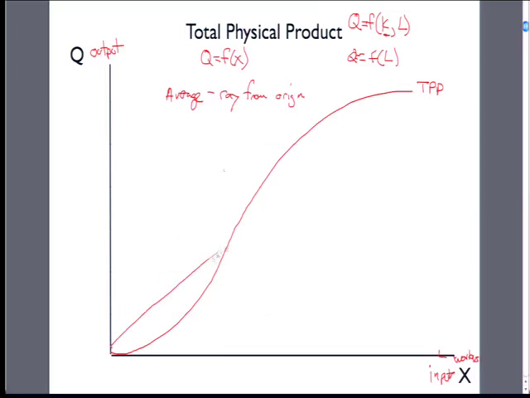If we have a ray that goes to any point, this will have units of Q per units of X as the slope of this ray. Right? This is X, this is Q. Rise over run, average, going to give us units of Q per units of X. Units of output per unit of input.